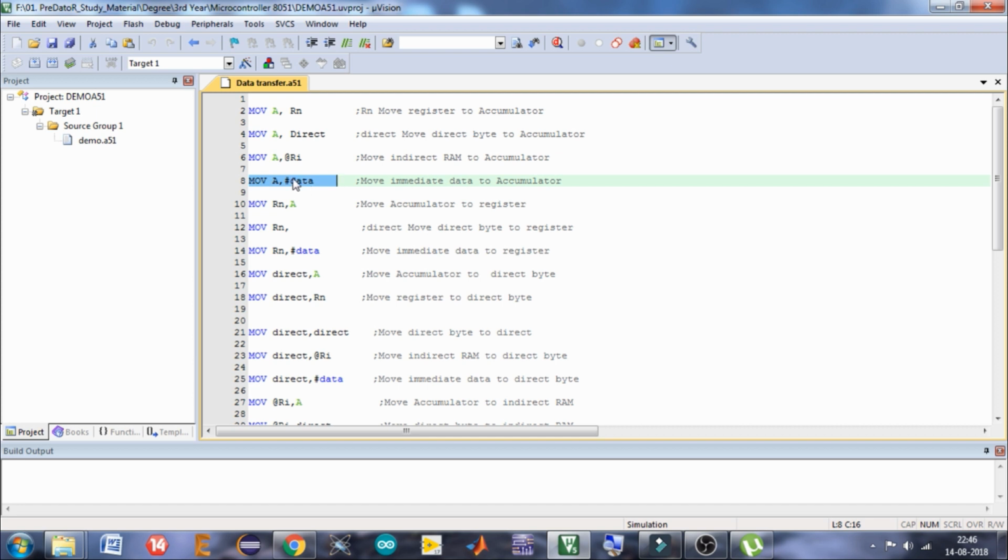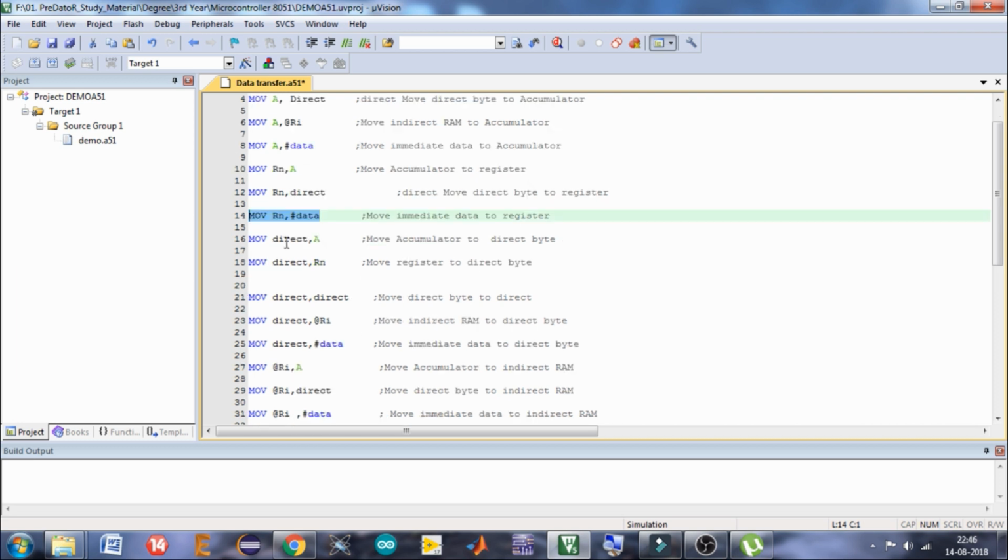MOV A, #data. In this case, the hash sign represents the immediate addressing mode, and the data is the immediate data which is to be moved into the accumulator. Now in this case, the syntax is just reverse, that is the destination is placed here and the source is placed here. Thus it is moved from accumulator to Rn. In this instruction, the data from the direct memory location is moved into Rn. Rn consists of registers from R0 to R7. In this case, the immediate addressing mode is used, thus the immediate data is moved into the register Rn, that is R0 to R7.